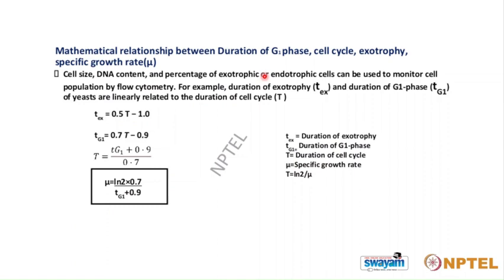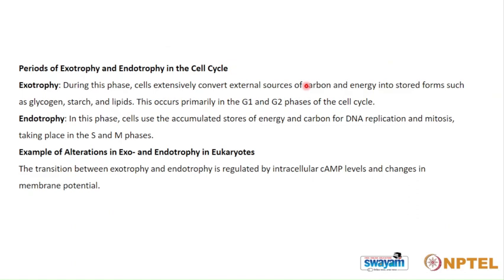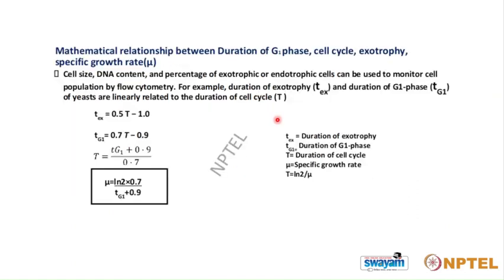Based on that we'll come to know the duration of exotrophy, so how much time the cells are residing in exotrophy, and the duration of G1 phase, which are related to the duration of cell cycle, isn't it? Usually when exotrophy happens, G1 and G2 phases of cells are involved. So if you know the duration of exotrophy, you can calculate the duration of G1 phase, which is linearly related to the duration of cell cycle T.